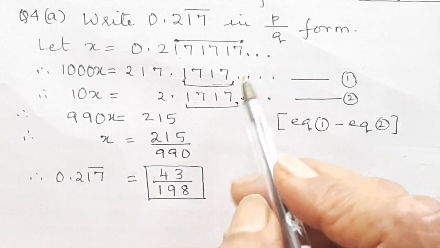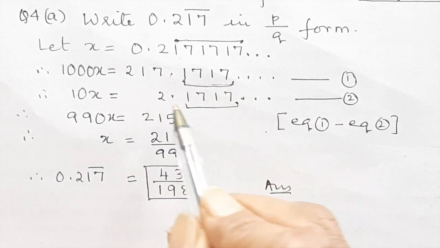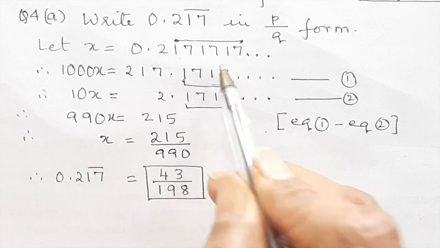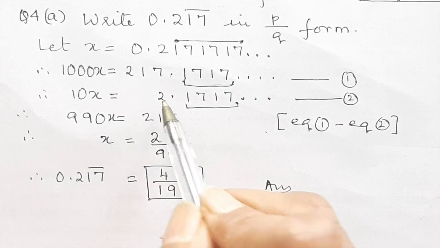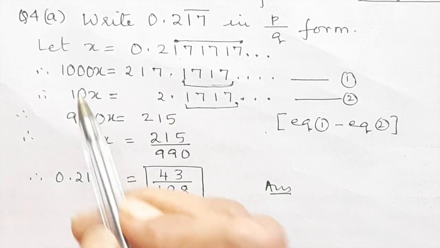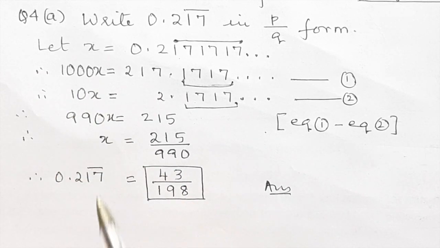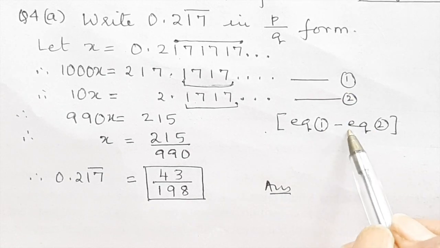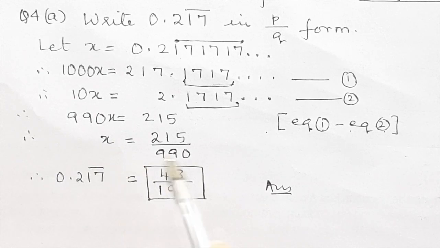Now if you subtract from 217.1717 this part, then you will have the decimal part getting totally eliminated, and we will have 217 minus 2, that is 215, and here it will become 1000x minus 10x, means 990x. What have we done? Equation 1 minus equation 2. So we will have x equal to 215 upon 990.